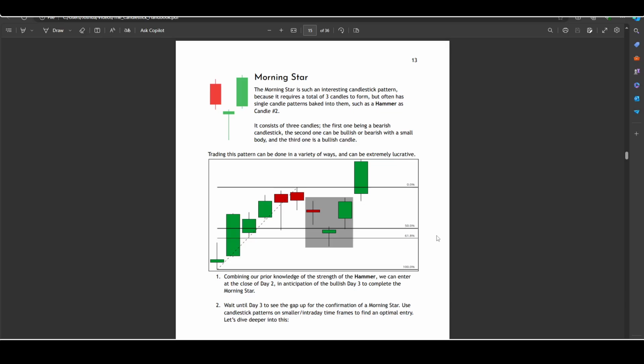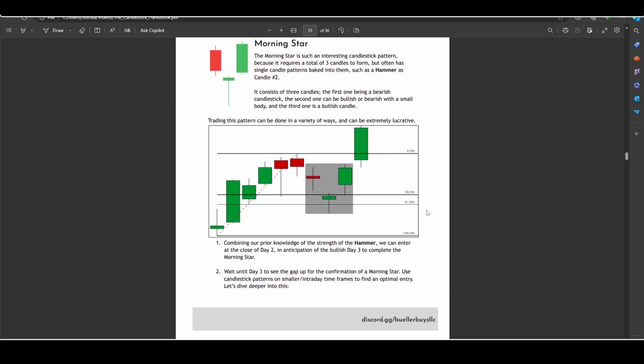Again, please, please bear with us here. Combining our prior knowledge of the strength of the hammer, we can enter at the close of day 2, so at the close of day 2, right here, in anticipation of bullish day 3 to complete the morning star. So basically, you're pretty much going for the fact that it is trying to hold a bullish retracement.